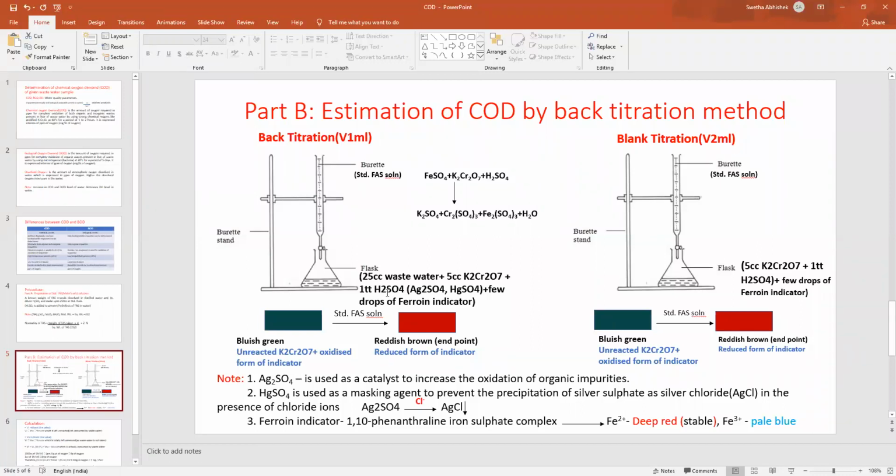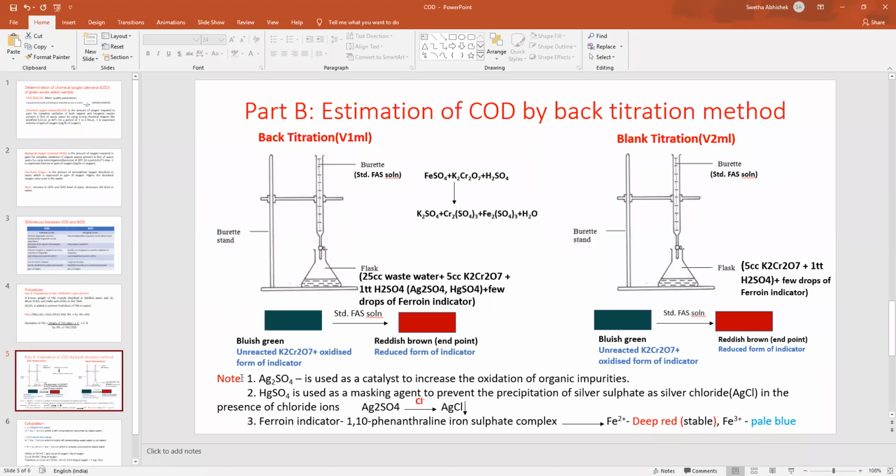So what is the role of sulfuric acid? To maintain acidic medium so that potassium dichromate can strongly oxidize the impurities present in wastewater. Along with sulfuric acid, there are also 2 reagents you are going to add. Silver sulfate. So what's the role of silver sulfate?